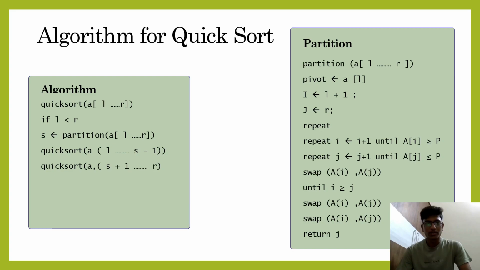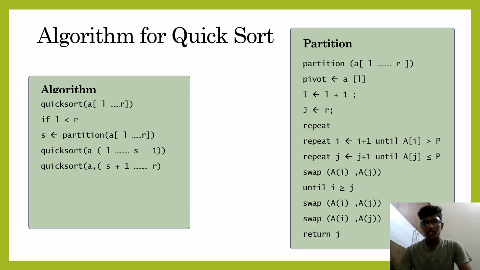Algorithm for quicksort. Quicksort of A of L to R. If L less than R, S equal to partition of A of L to R. Quicksort of A of L to S minus 1. Quicksort of A of S plus 1 to R.